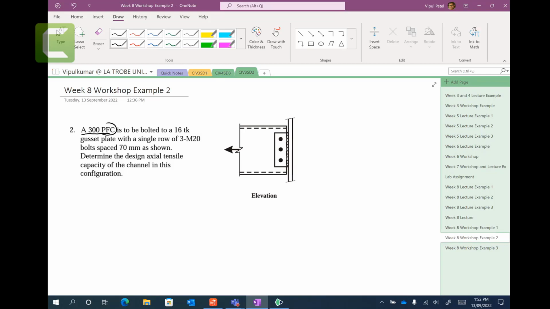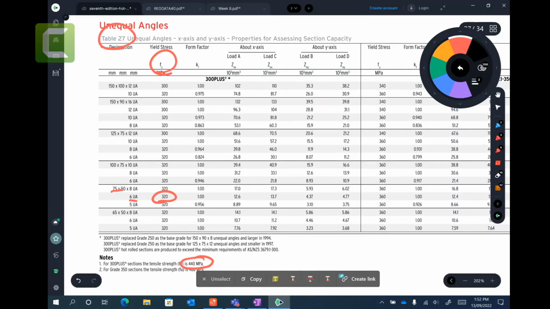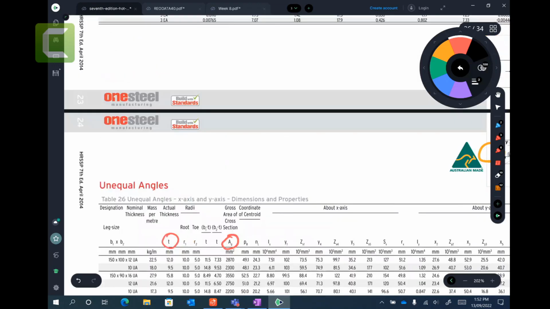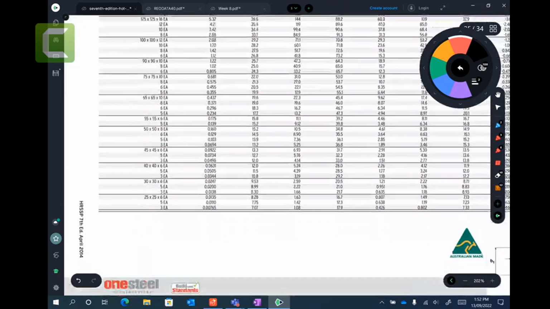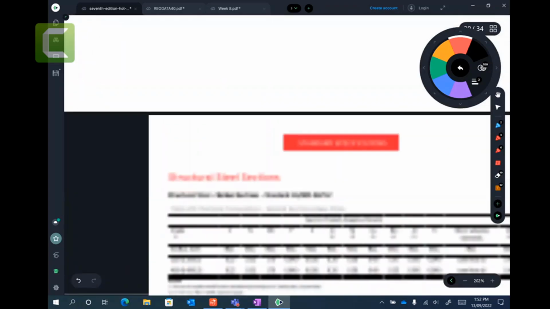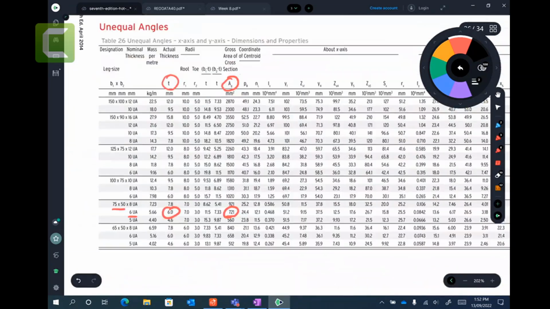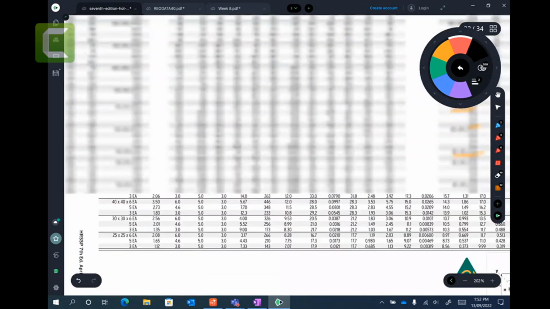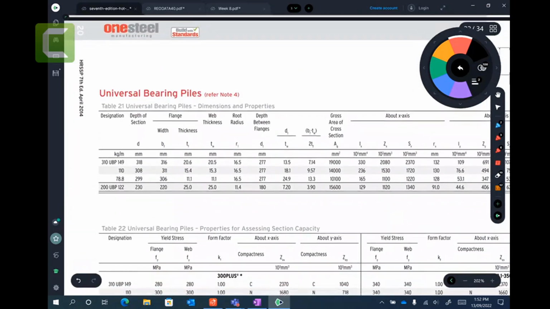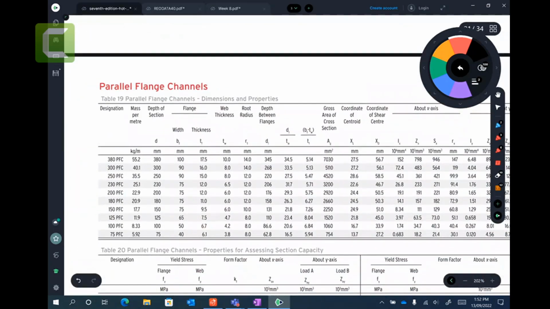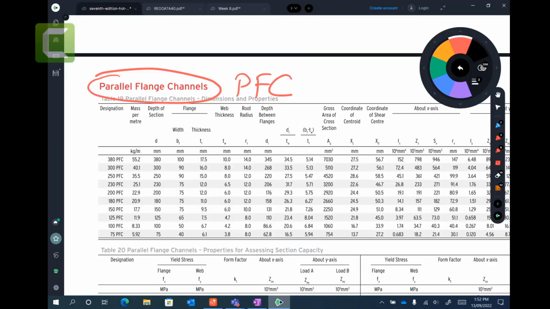A 300 parallel flange channel. You might ask, where am I getting all these names? These names are coming from here. Let me find parallel flange channel. Somewhere on equal angles, universal, yep, parallel flange channel, PFC. That's given here. Which one is this? It's 300. So we are looking at this one, 300 PFC.